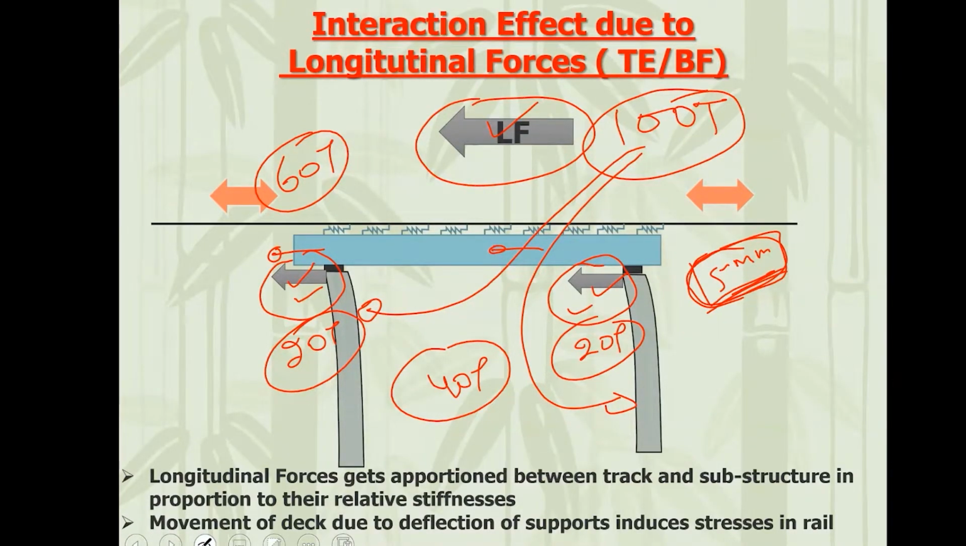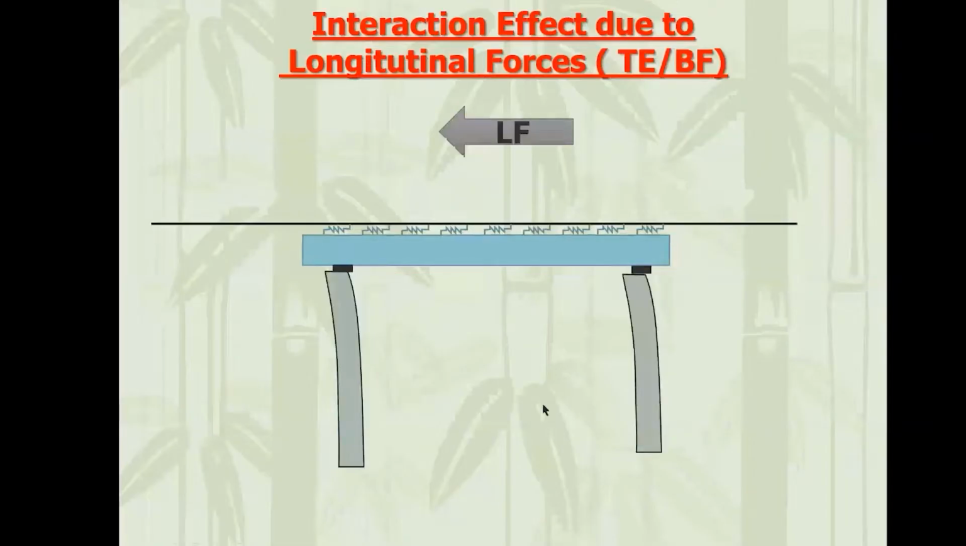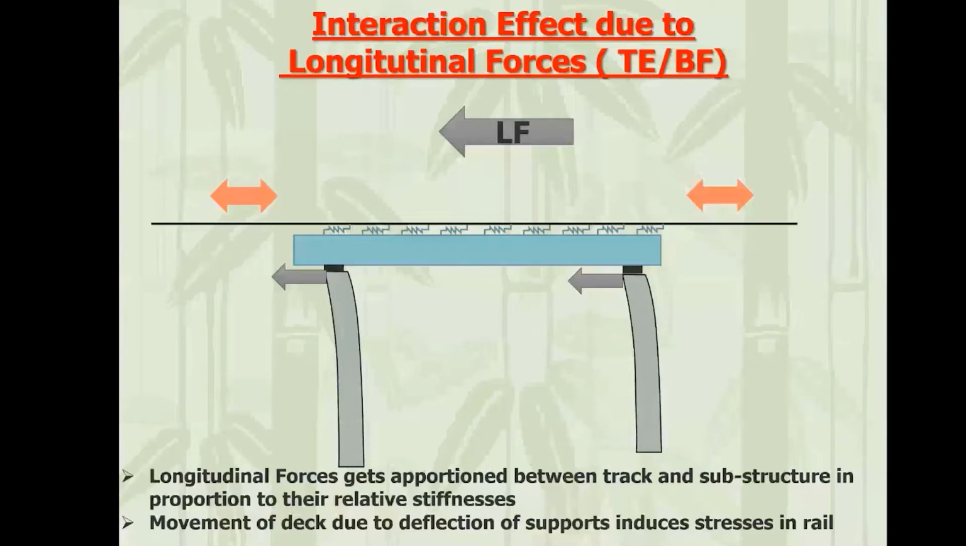Because many a times, even if you take the 100% of the longitudinal force going to the support, that may not be enough, right? We will talk about that later, but just keep in mind that just taking 100% of the longitudinal force may not be enough. In certain situations, it may be enough, or even it may be more than the required, but in certain situations, it may not be enough. Okay, so this is what is happening due to longitudinal force, that is tractive effort or braking force. So this is the second interaction effect.